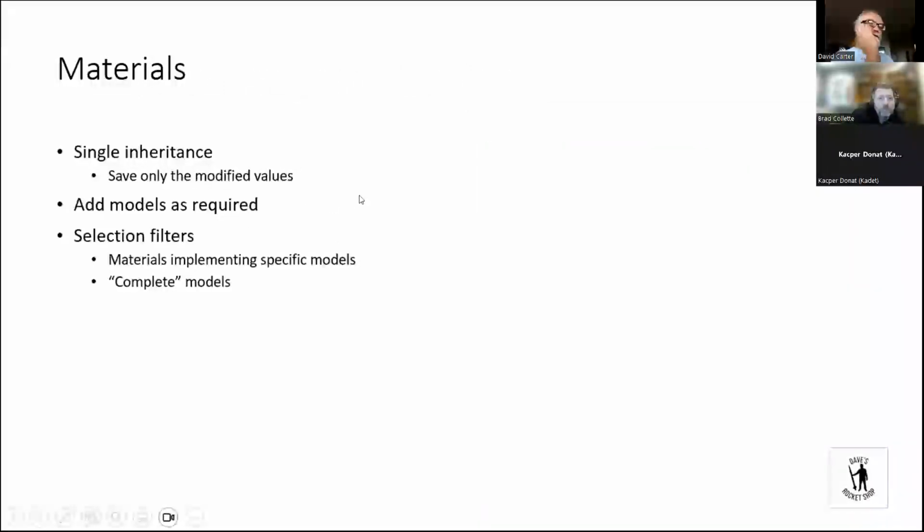Okay, materials. So materials, as we've seen, are made up of models. You add the model definition and then you provide a value. You add the models as required. If you don't require them, they're not in there. Okay, so there's no extra fluff. If there's no value provided, that property will be ignored.